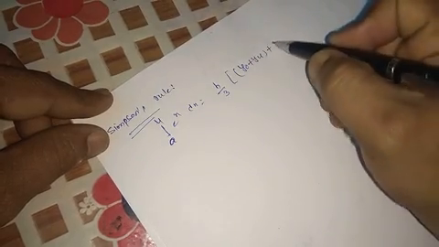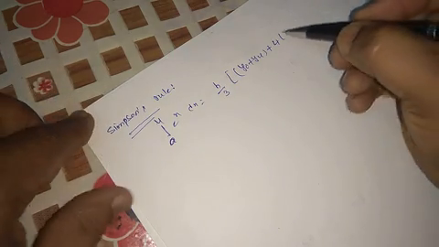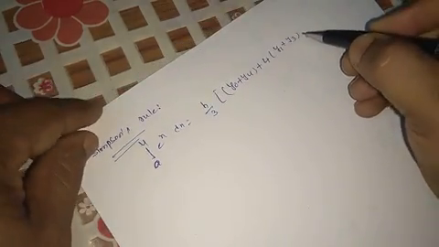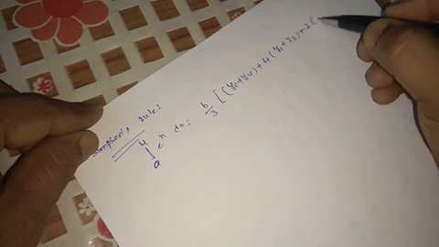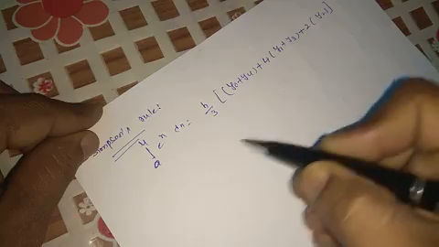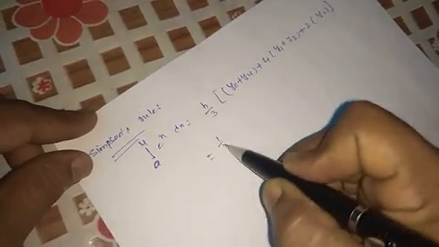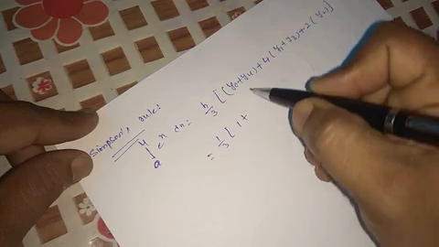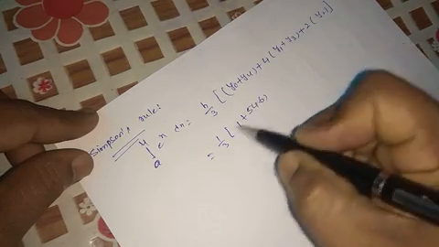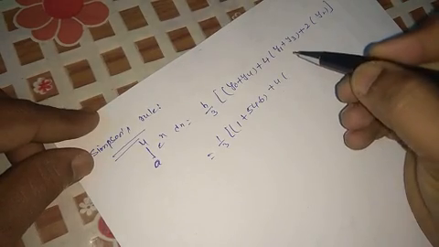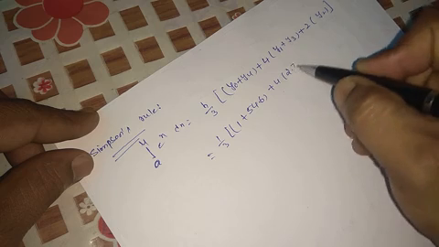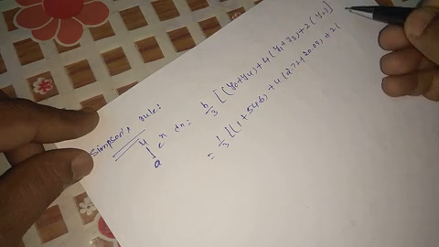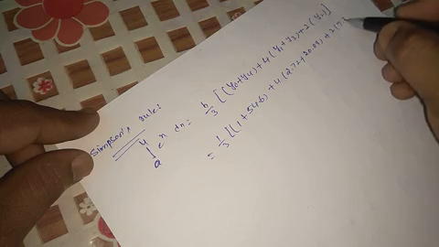y0 plus y4 plus 4 into odd terms. What are the odd terms? y1, y3, plus 2 into even terms, y2. Therefore h equal to 1, y0 plus y4, that is 1 plus y4 value 54.6, 4 into y1 plus y3, 2.72 plus 20.09, plus 2 into y2 value 7.39.